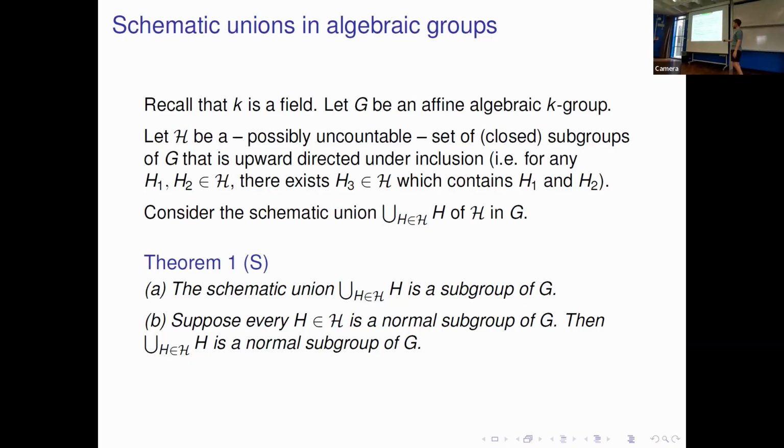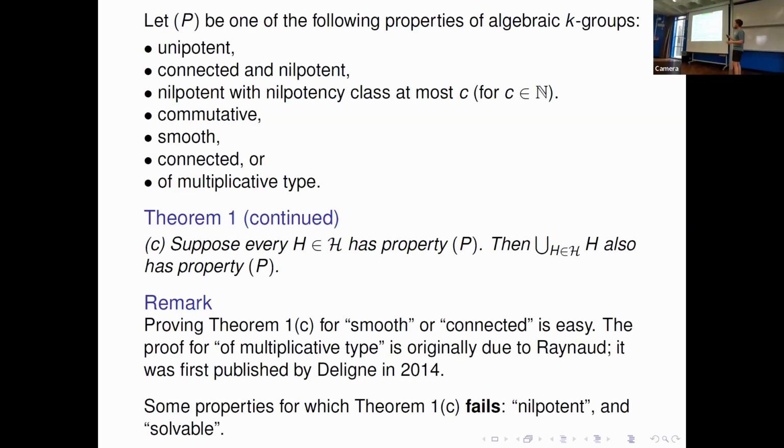The second part is, all right, what other properties are preserved? Normality is preserved. If these guys are all normal, then this is normal. And the third part of this tool says that let's consider one of these many, many properties of algebraic groups.